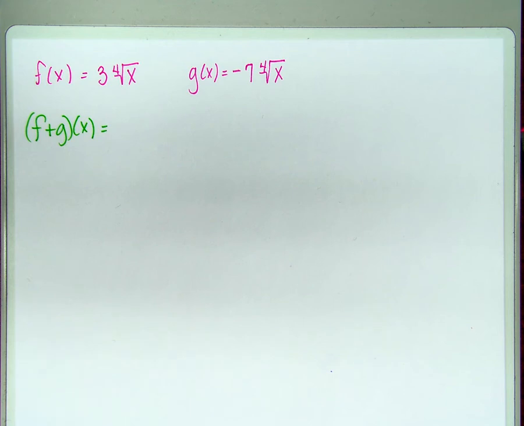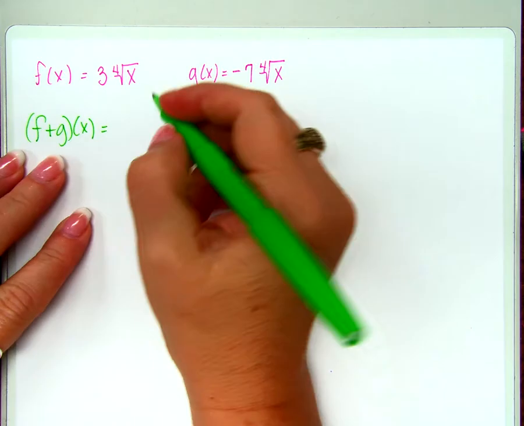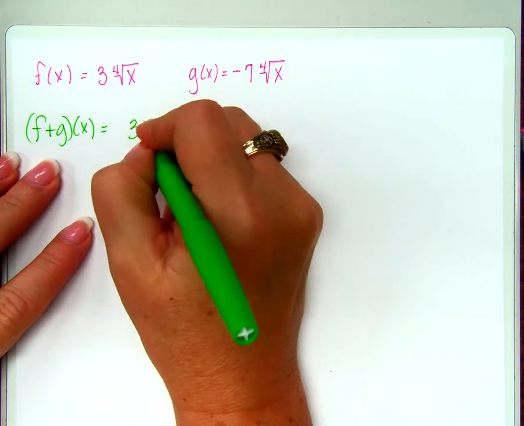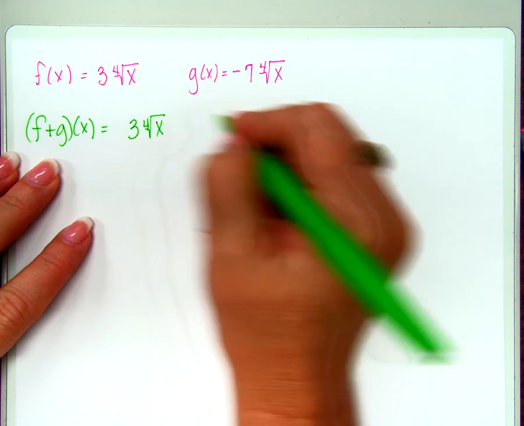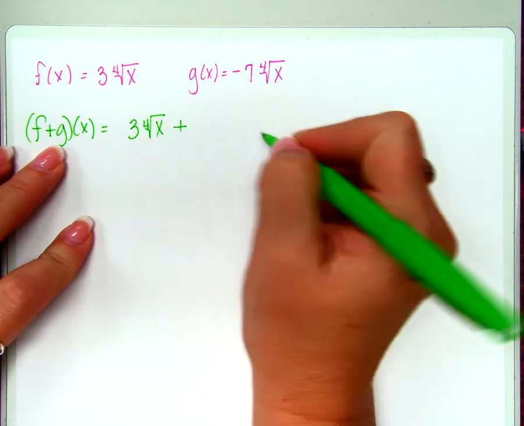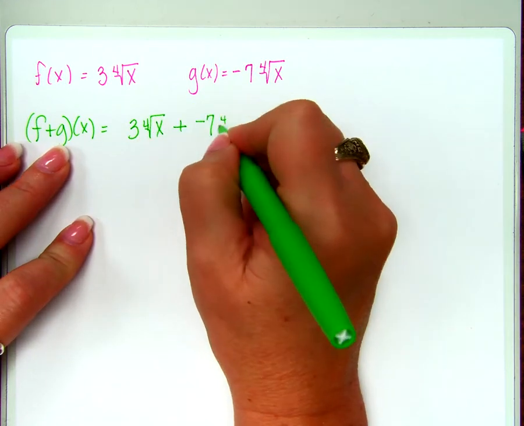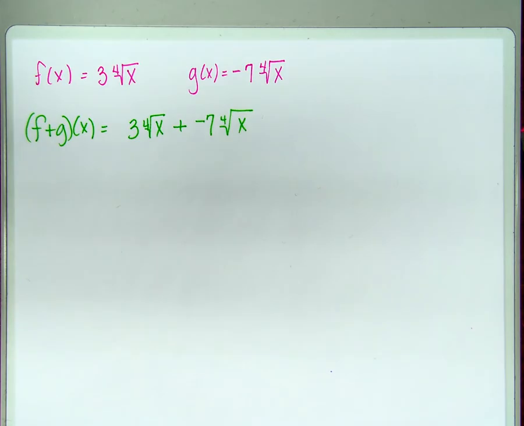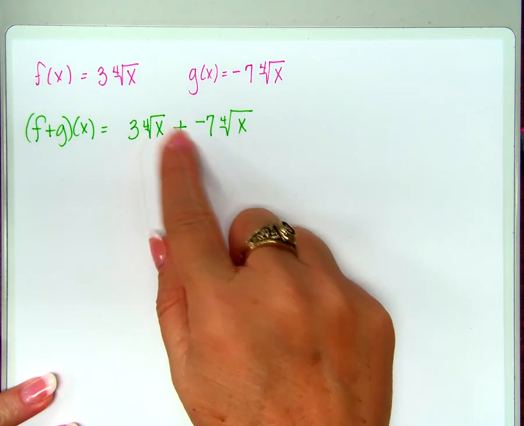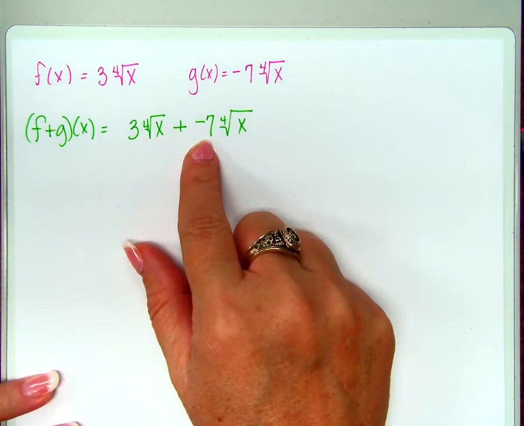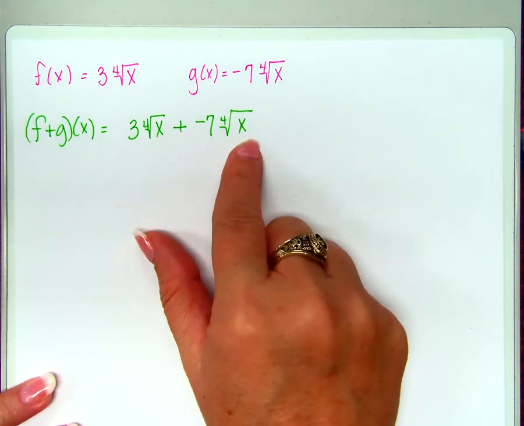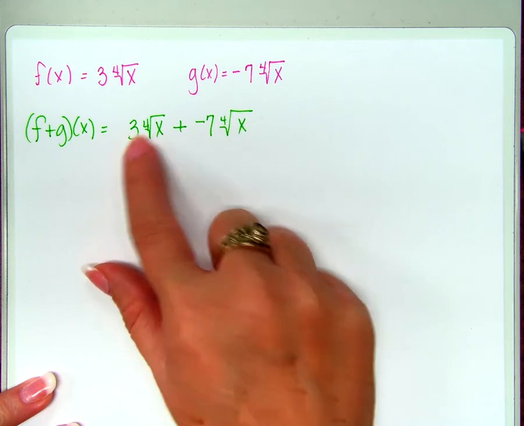Yeah, add them. So if I take f of x, 3 fourth root of x, and g of x, I should be able to add them together. Now we know properties of radicals, right? Properties of radicals say if my radical is the same, what can I do with the numbers in the front?